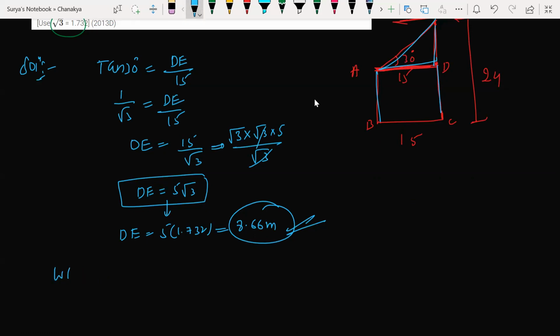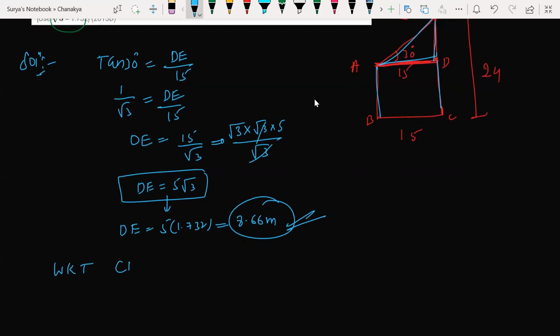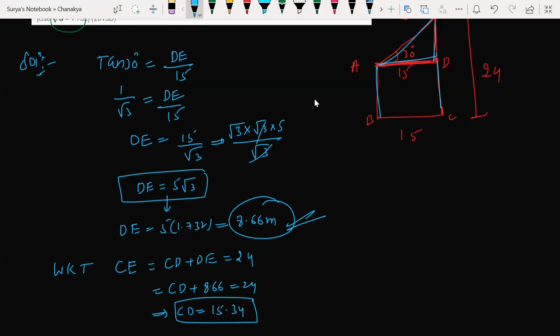तो we know that मुझे क्या पता है इधर? CE का वैल्यू how much? 24. CE can be written as CD plus DE. Am I correct? Yes. 24. तो मेरे पास क्या है? CD plus DE कितना है? 8.66 is equal to 24. तो CD कितना मिलेगा मुझे? CD how much बेटा? 15.34. CD is equal to 15.34.